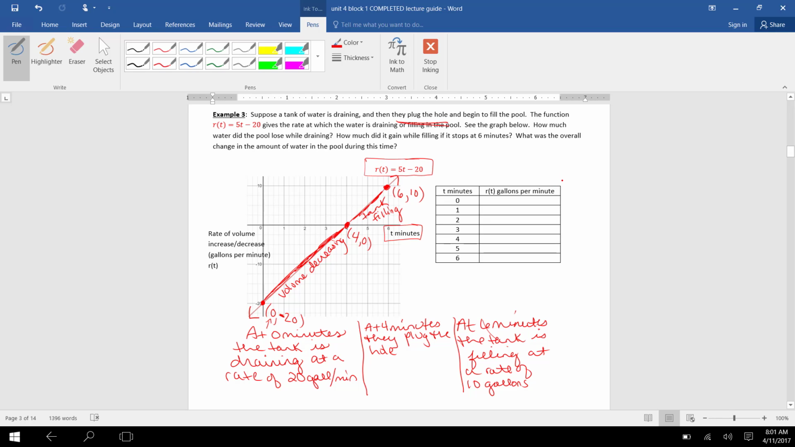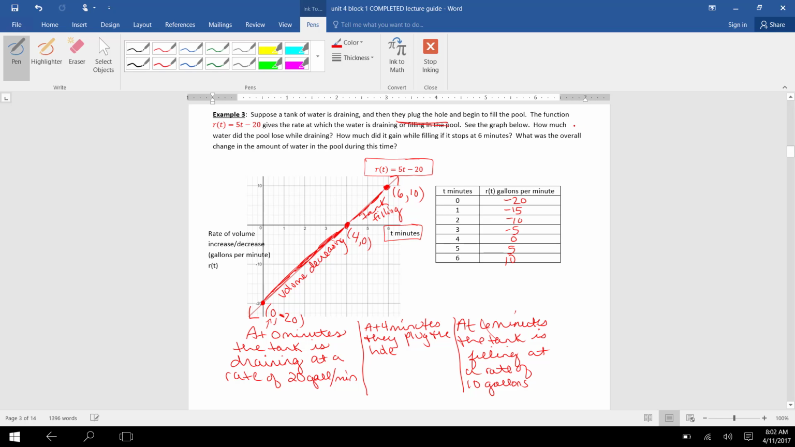There is also an input-output table here to the right where we have some different minute amounts given, and we could plug the minute amounts into the rate function and identify the exact rate at that instant. So when t is 0, we get negative 20 gallons per minute. When you plug in t is 1, you get negative 15. Every time the minute increases by 1, the gallons per minute increases by 5 because it's linear, so we can just fill these in real quick. All right, there we are.